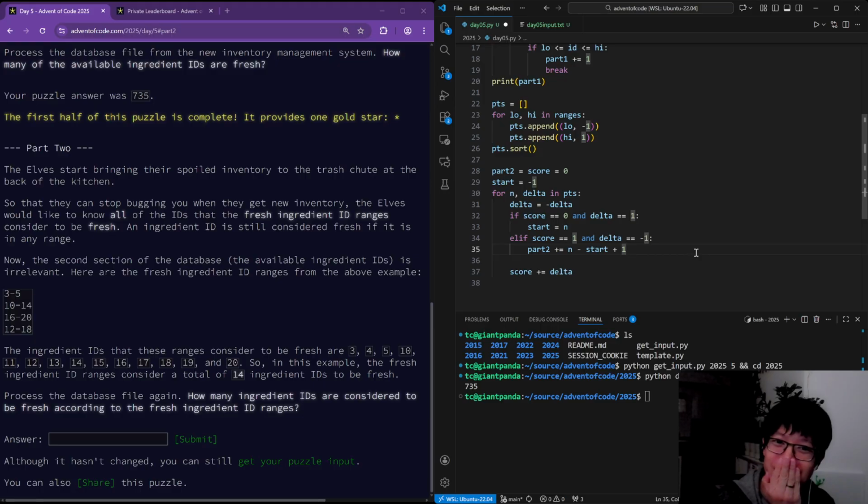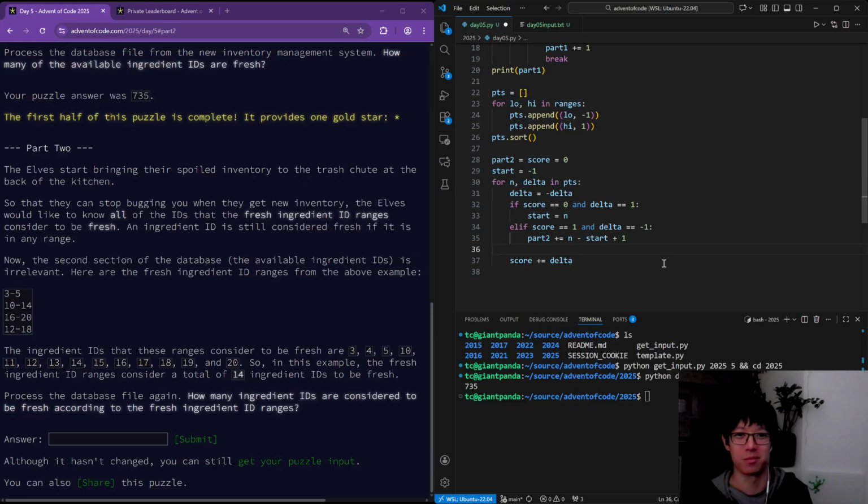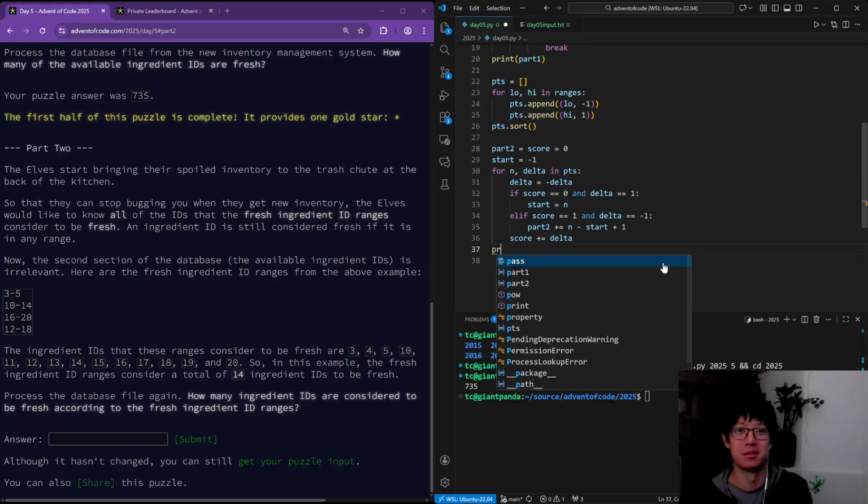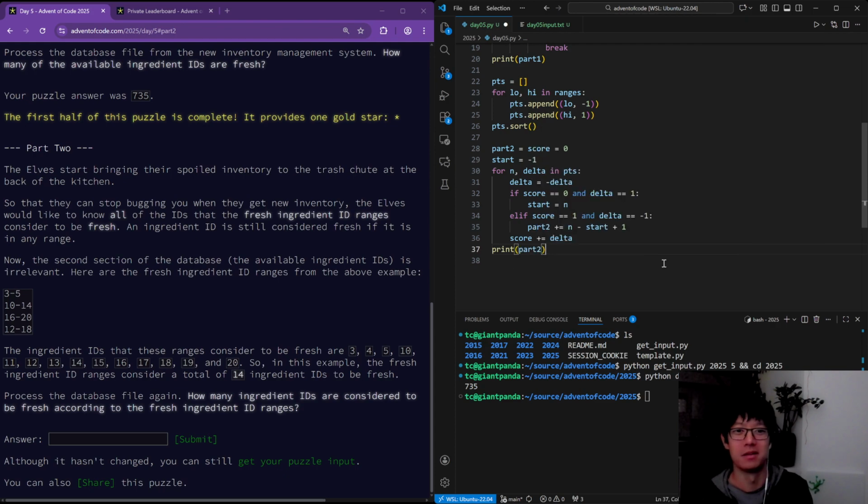The score equals, and then we subtracted it. Part two, we're going to add this range. That's fine. And then it doesn't matter what start is because we're not going to use it anymore. We're going to set it back. And then score goes back down. Okay. I think this is correct. Yeah.